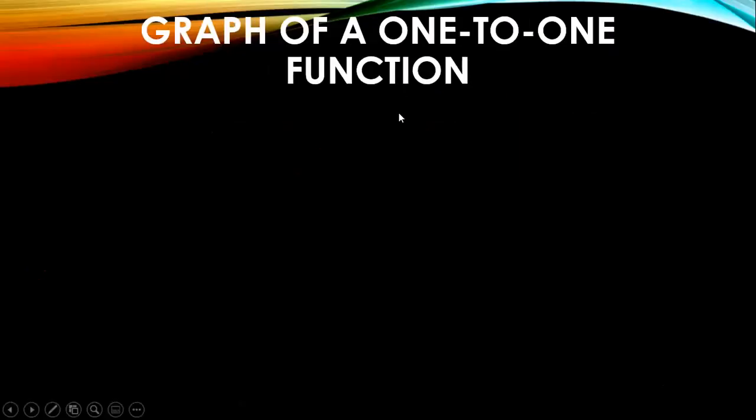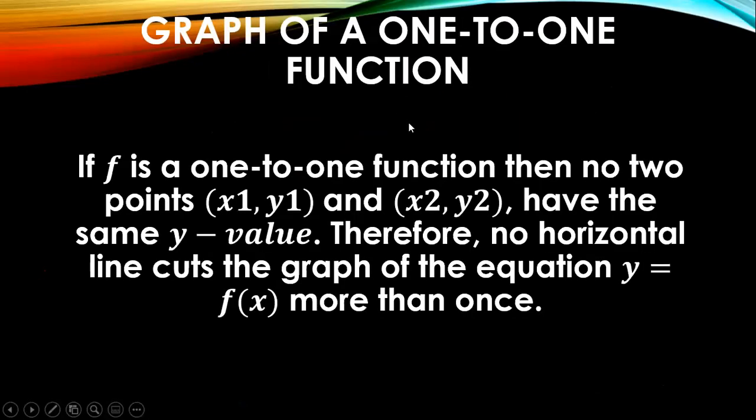Okay, so paano ba yung graph ng isang one-to-one function? So if f is a one-to-one function, then no 2 points, x sub 1, y sub 1, and x sub 2, y sub 2 have the same y value. Therefore, no horizontal line cuts the graph of the equation y is equal to f of x more than once. Okay, so in the graph, paano natin ipapakita yon?